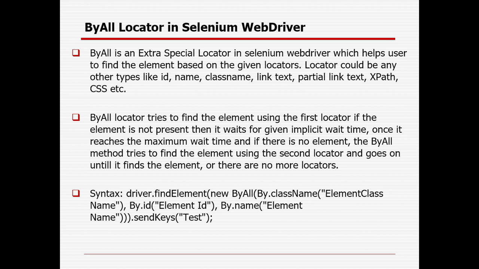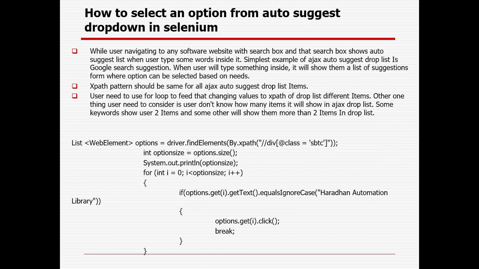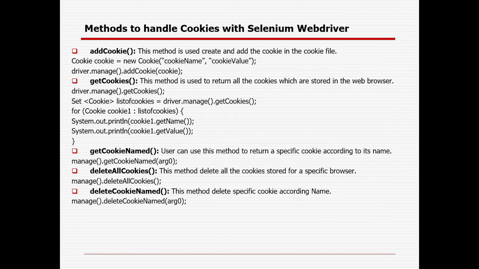And with the help of the ByAll element locator, you can give multiple web element locator references, and if some of the references fail, you can go for the other one. It will check the other ones, and only when all of them are unmatched will it throw the error. And with the help of find elements, you can learn how to interact with the list of options from the suggestive options. And definitely these are the important cookie methods: add cookie, get cookies, delete cookies, delete all cookies, and get cookie named. Okay, that's all for today's session.